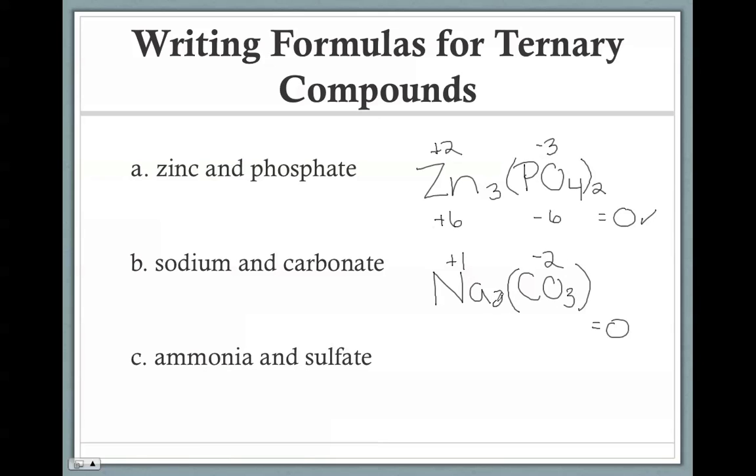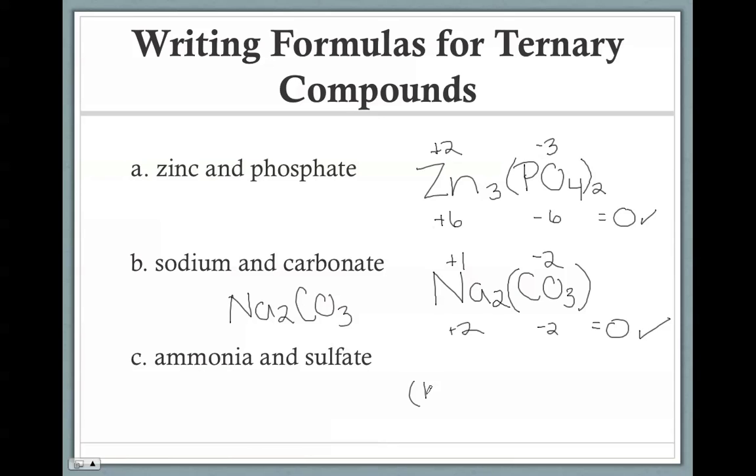So I can place a 2 here as a subscript. +1 times 2 is going to give me a positive 2. I only have one carbonate, so that leaves me with negative 2. +2, -2 gives me 0. So my formula is Na2CO3. And you could rewrite that without the parentheses because we only have one of them, and that would be acceptable.